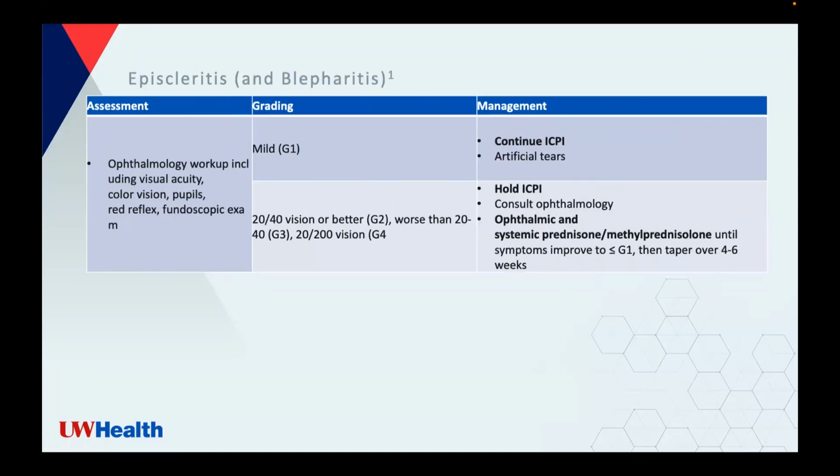And then episcleritis and blepharitis are treated the same, so I have them consolidated here. For mild cases, you can continue the ICPI and just start artificial tears to help manage their symptoms. And for more severe cases, hold the ICPI, and then again, consult ophthalmology for starting ophthalmic and systemic steroids and taper over 4 to 6 weeks.